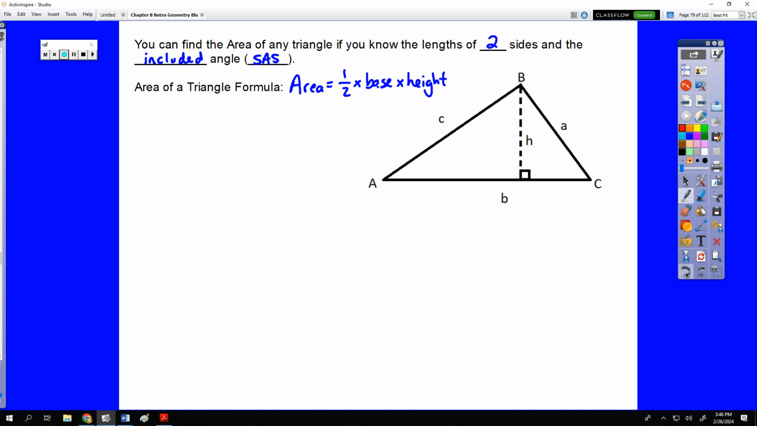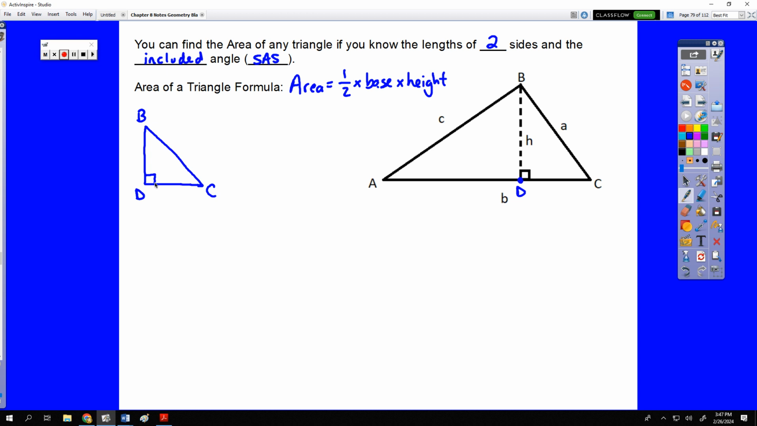Now what we're going to do here is name the point where that height intersects AC. We're going to name it point D. And the reason we're going to do that is because that splits triangle ABC, which could again be any triangle, into a pair of right triangles. And we're going to look at triangle BDC first.